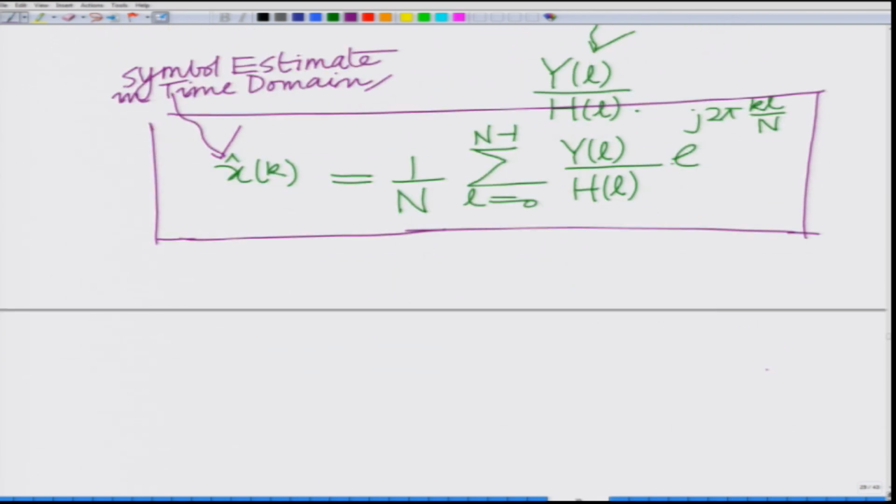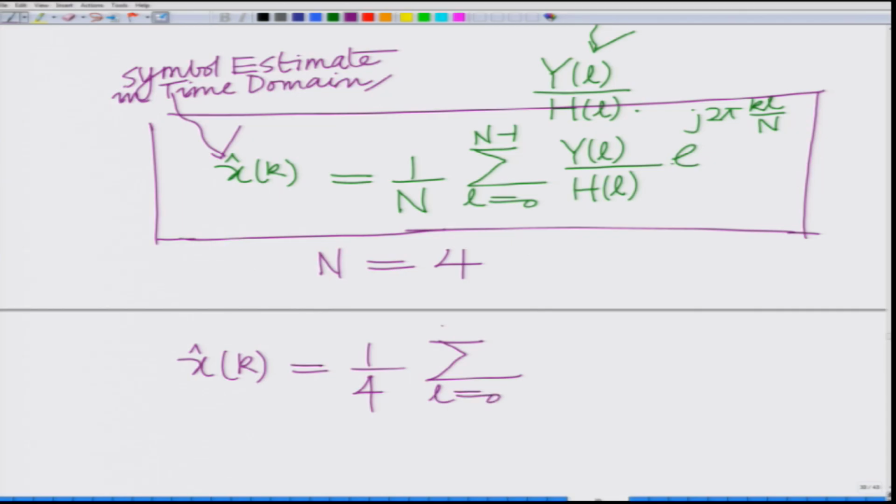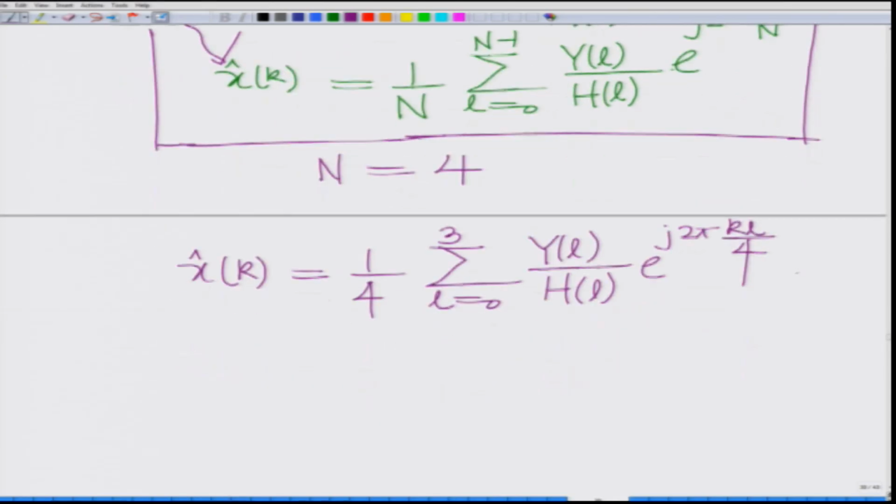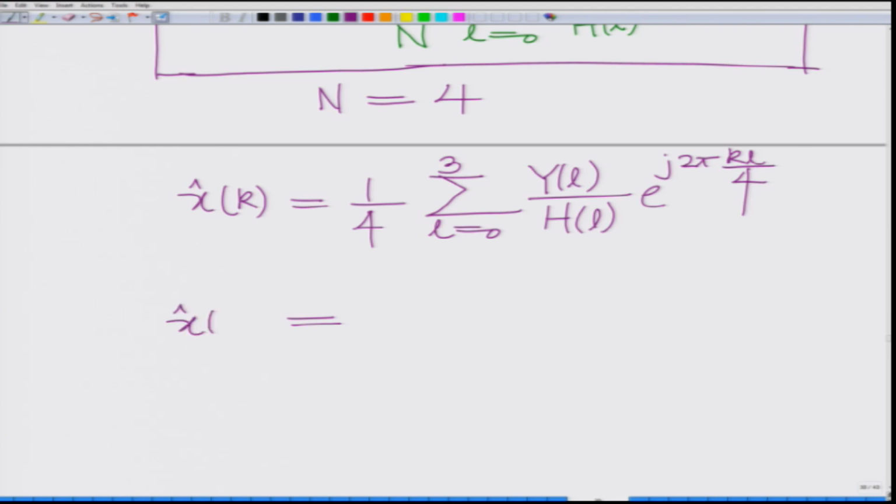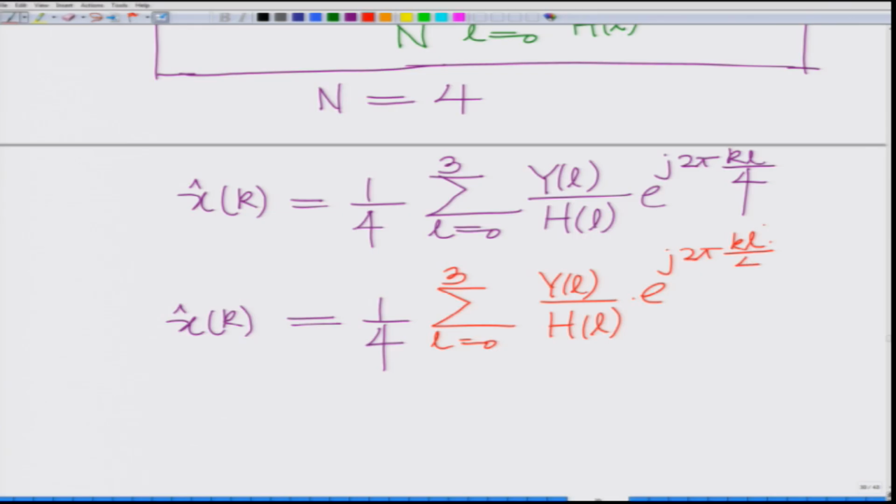And in fact, at this point you can also substitute N equal to 3, N equal to 4. Let us also do that for the sake of completeness. If you substitute N equal to 4, you will have X hat of k equals 1 over 4 summation L equal to 0 to 3 Y of L divided by H of L e to the power of j 2 pi k L divided by 4, which I can directly write as e to the power of j pi over 2 k L. Okay.